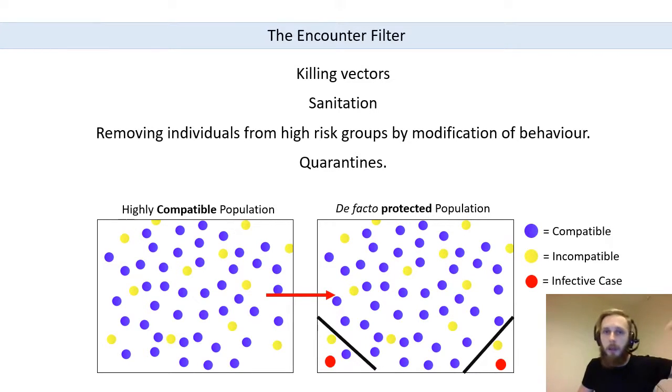So additional people are not being exposed to the virus, they're not encountering the virus because the vectors are diminished. There are fewer vectors to physically transport the virus into their biological system. Sanitation, this is also a hugely important strategy.